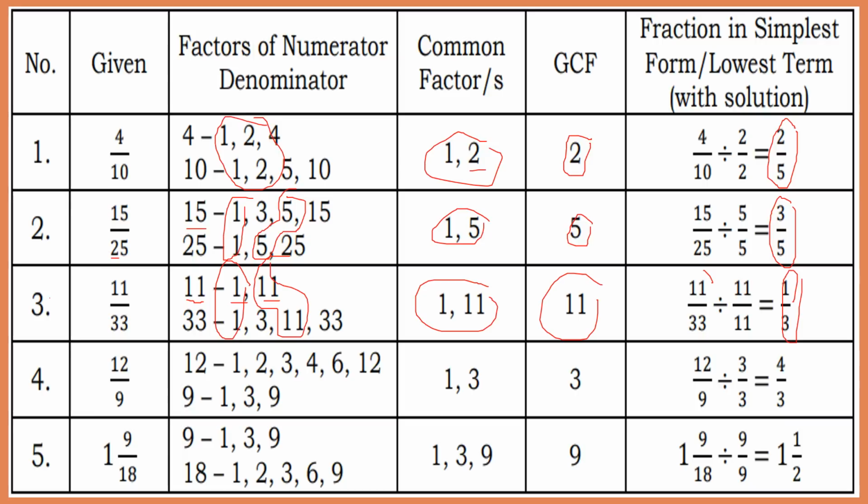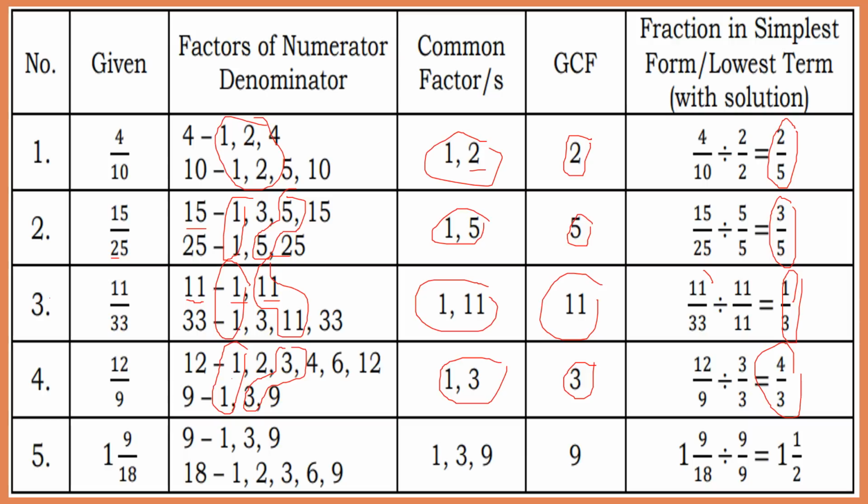Number 4, the given is 12/9. Factors of 12 are 1, 2, 3, 4, 6, and 12. Factors of 9 are 1, 3, and 9. Common factors: 1 and 3. GCF is 3. Fraction in simplest form, 12/9 divided by 3/3 is equal to 4/3.